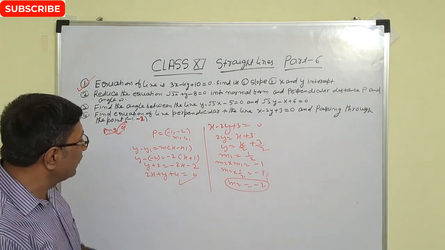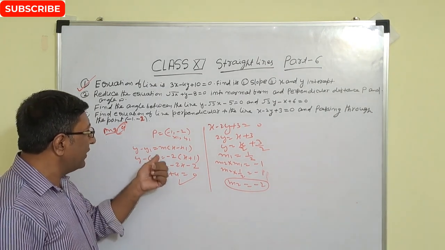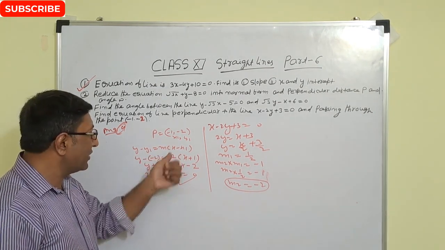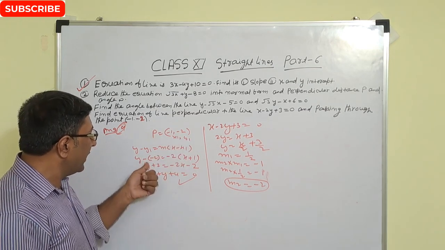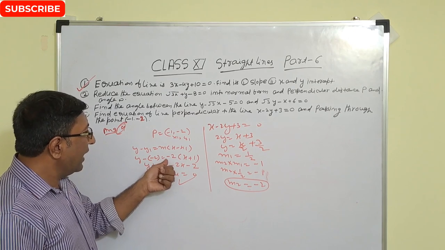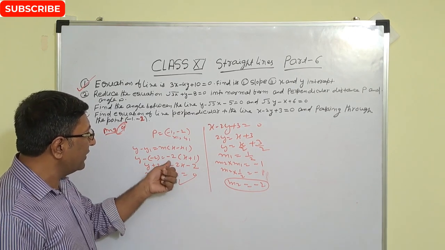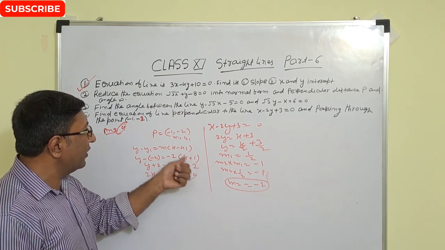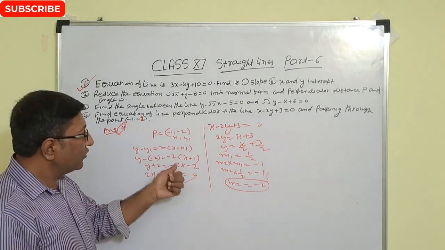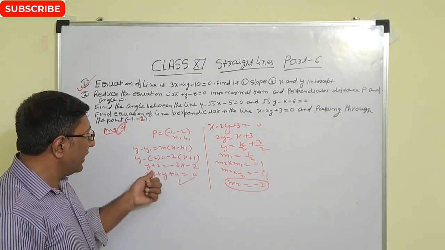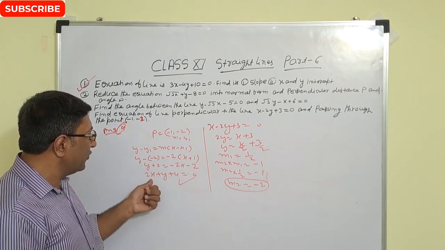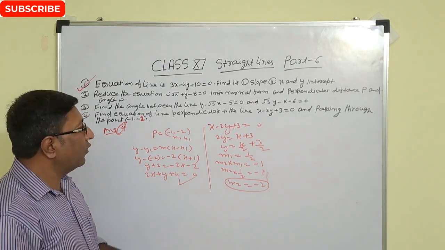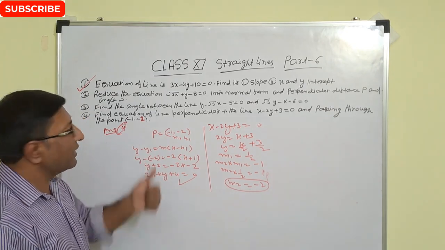So required line is what? y minus y1 equal to m into x minus x1. So y minus y1 is what? Minus 2. So minus of minus 2 equal to m. Slope is minus 2. So minus 2 into x minus x1. So x1 is also minus 1. So minus minus plus. So y plus 2 is minus 2x minus 2. So our answer is 2x plus y plus 4 equal to 0. So this is the right answer.